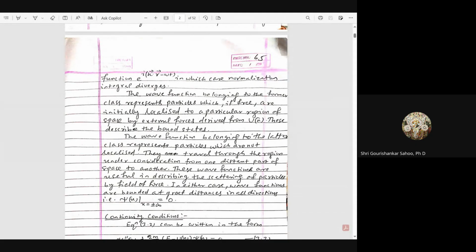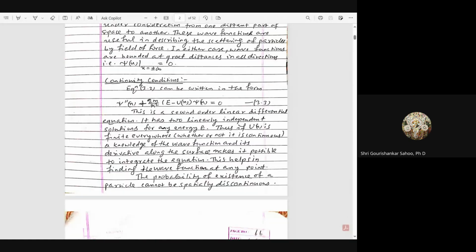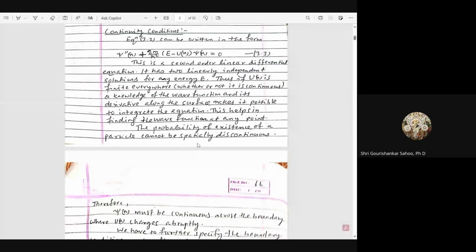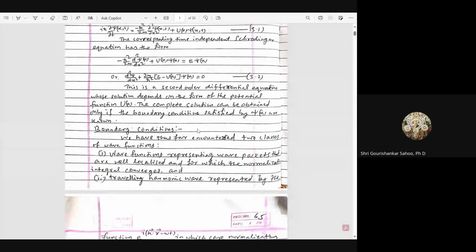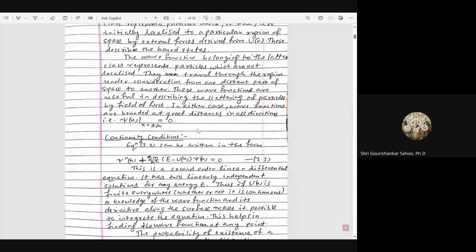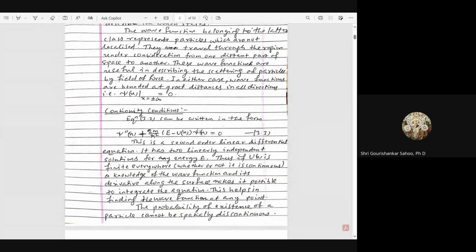Your psi, where x is plus minus infinity, is equal to 0. Then the continuity condition. Equation 3.2, which I discussed earlier, that is d square psi by dx square plus twice m by h cross square into E minus U psi is equal to 0. This can be written in the form psi double dash plus twice m by h cross square into E minus U psi is equal to 0. And this is a second order linear differential equation.